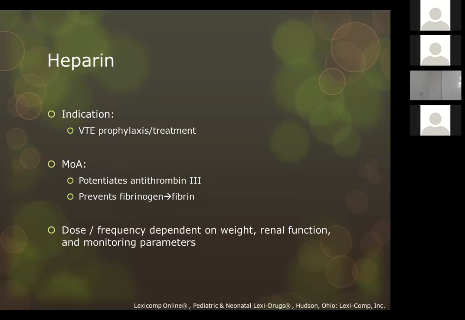Heparin is another medication usually used for VTE prophylaxis and treatment. It works by potentiating antithrombin III and preventing fibrinogen from converting to fibrin. So antithrombin III essentially causes inactivation of thrombin. This also has some differences in dose and frequency depending on the patient's weight, renal function, and monitoring parameters.